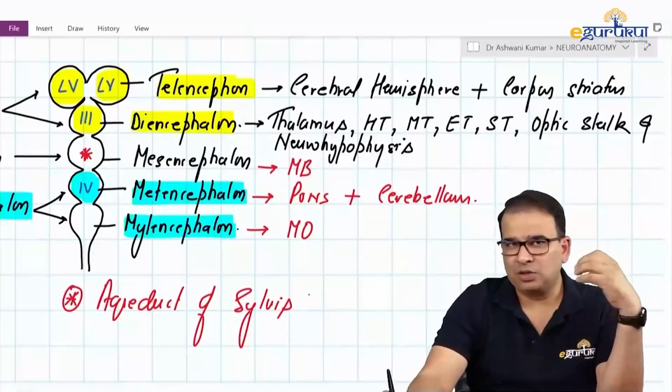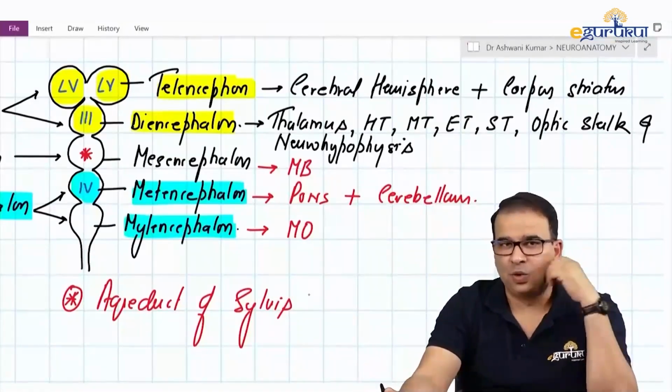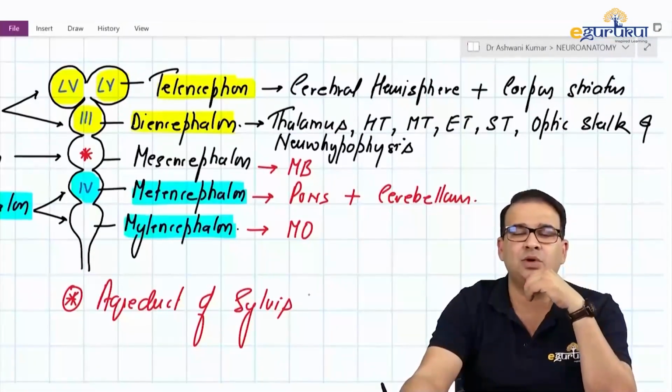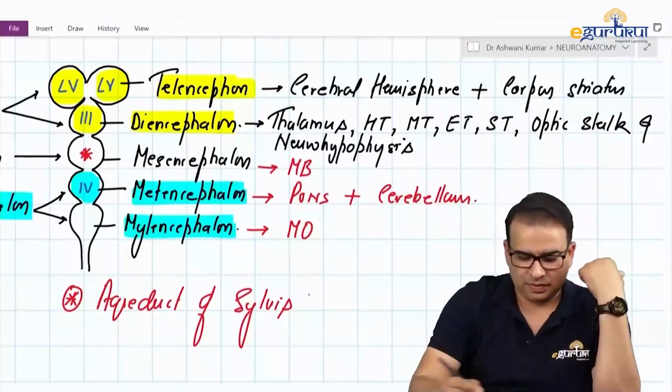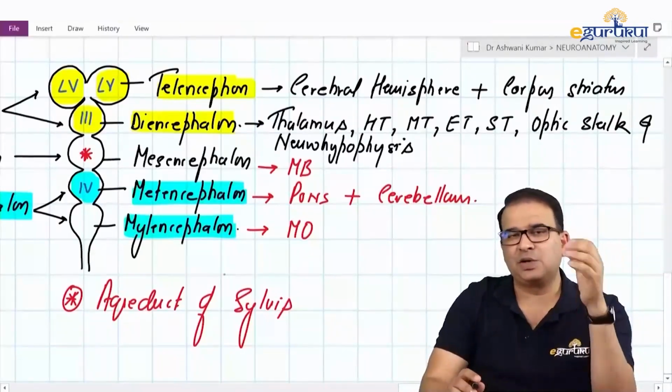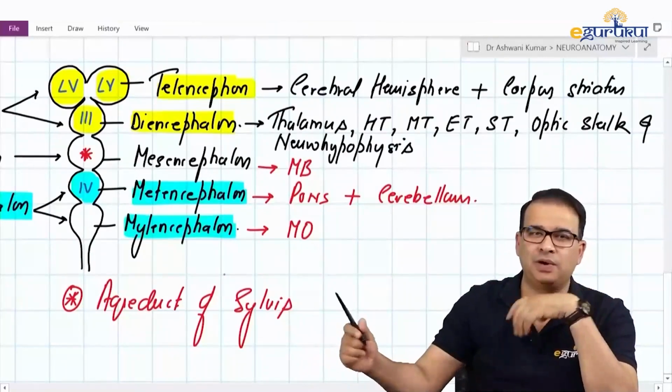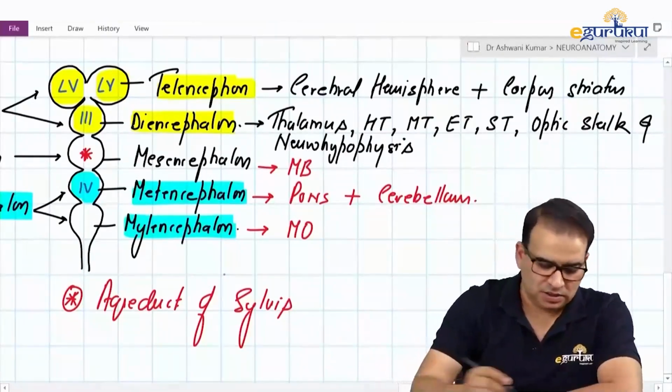So this is a little bit about the brain vesicles and their derivatives. They do ask direct questions from here, and especially about the development of the ventricles. And one of the recent questions which I remember is about the aqueduct only: the aqueduct is derived from which part of the neural tube?